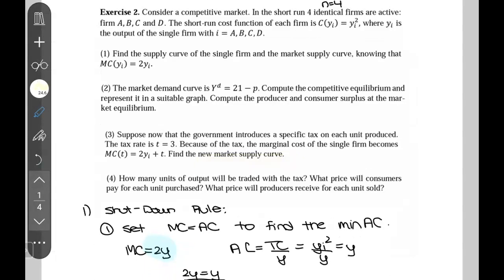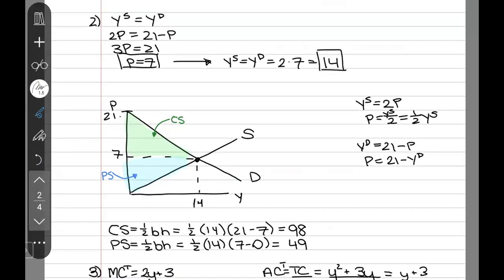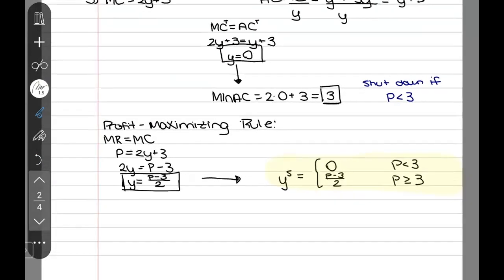Oh, actually, yeah, so we need to, that was an individual supply curve. And so for the market supply, we had 4 firms, so we have to do 4 times little y. So we multiply both these two by 4. So that's still going to be 0 here, and then that's going to be 2 times p minus 3.